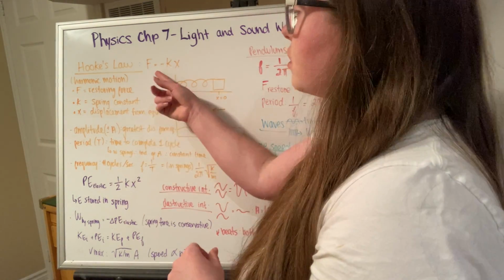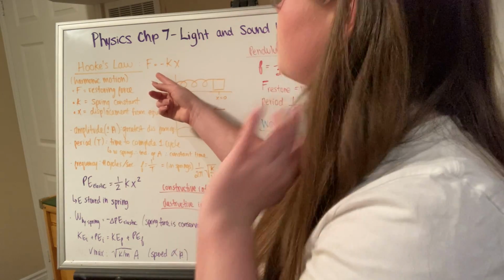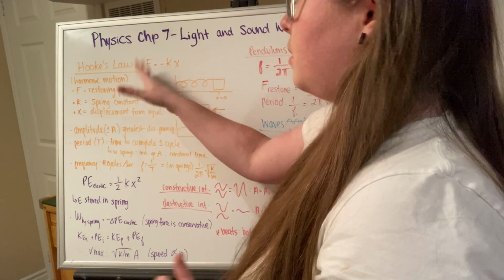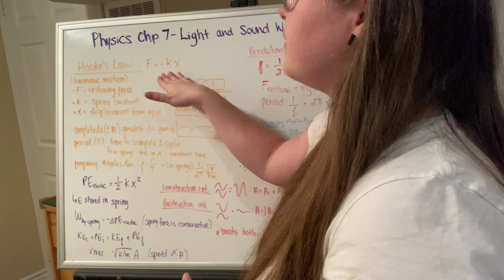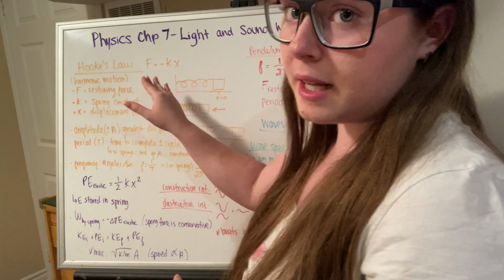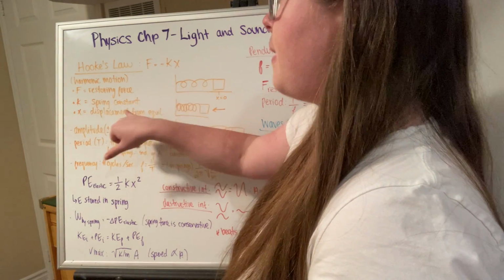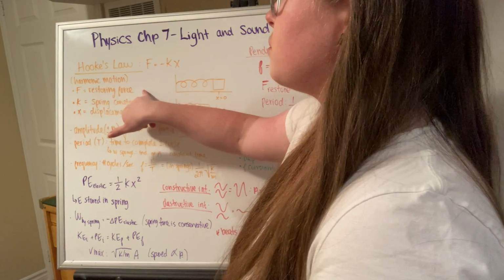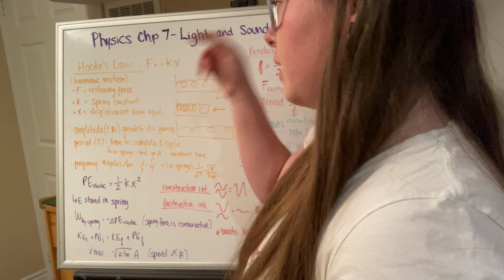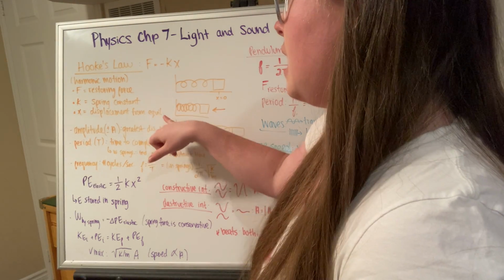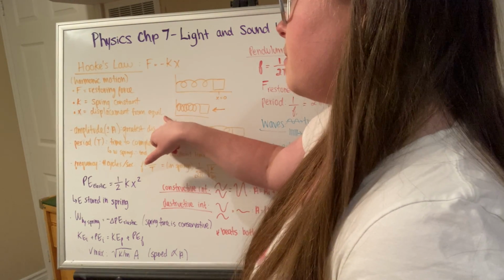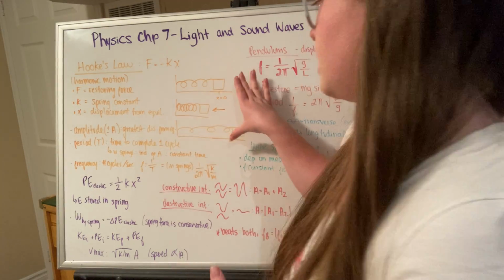We have Hooke's law, which is F equals negative kx. And this is for harmonic motion for springs, okay? So F is the restoring force, where k is the spring constant and x is the displacement from equilibrium. So this is just a visual.